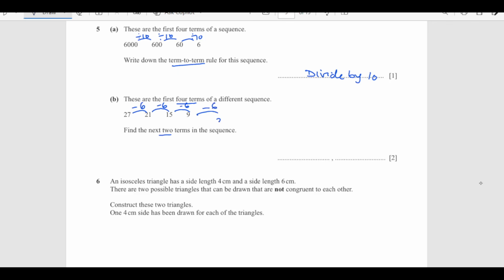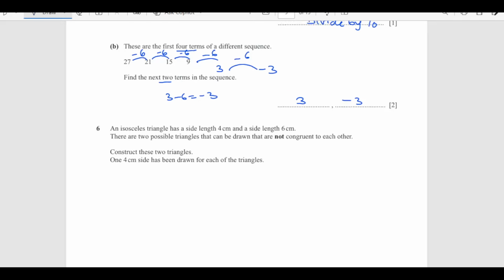9 minus 6 is 3. Then 3 minus 6 is going to be negative 3. So that is going to be the next term, again minus 6. So 3 and negative 3 are the next 2 terms.